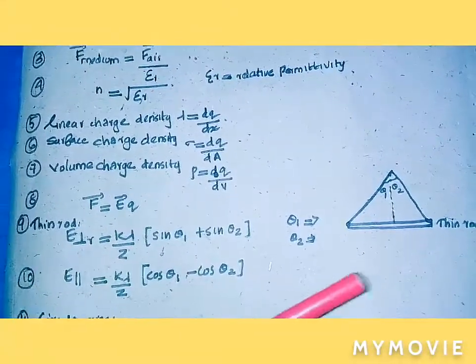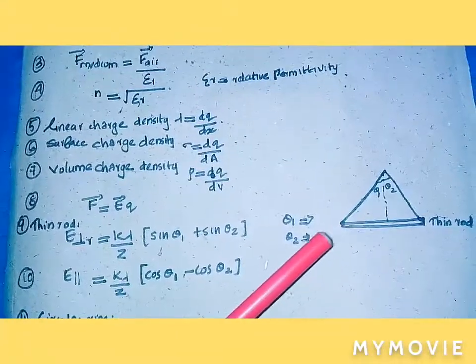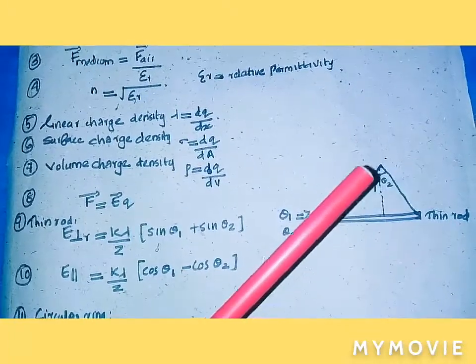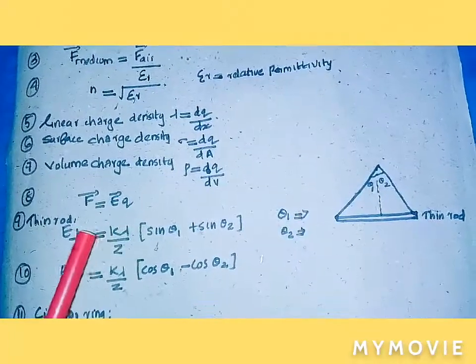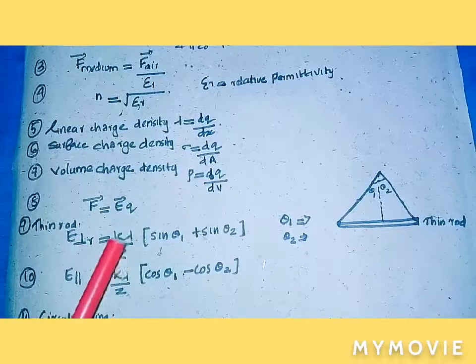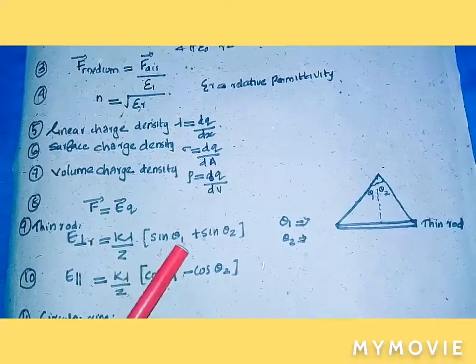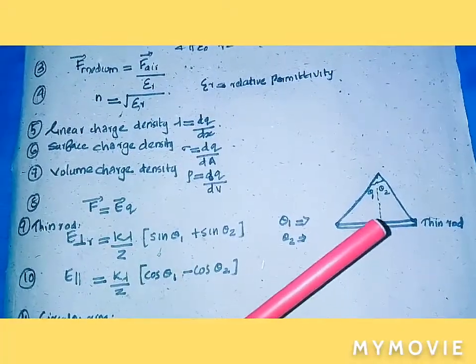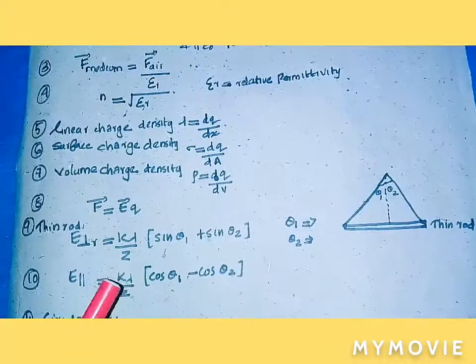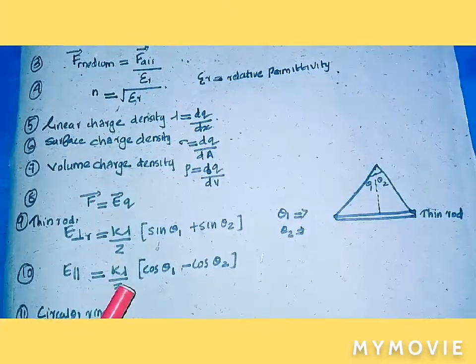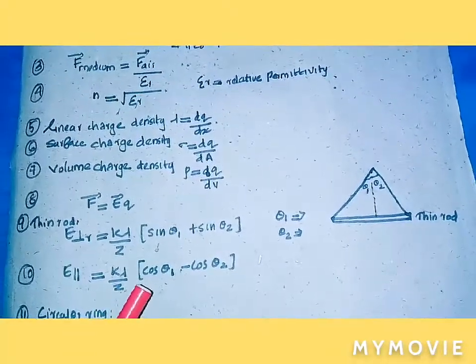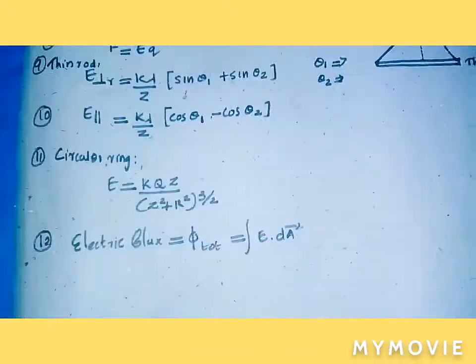For a thin rod, the electric field components are given in terms of angles theta 1 and theta 2. So E perpendicular is equal to K lambda divided by Z times sin theta 1 plus sin theta 2. Z is the distance from the center to that point. E parallel is equal to K lambda divided by Z times cos theta 1 minus cos theta 2.